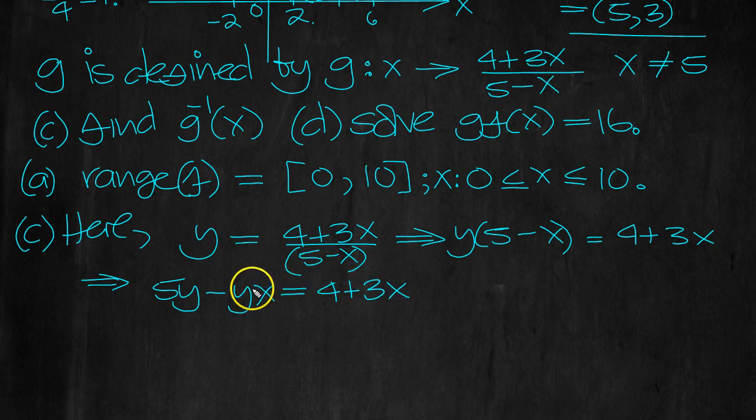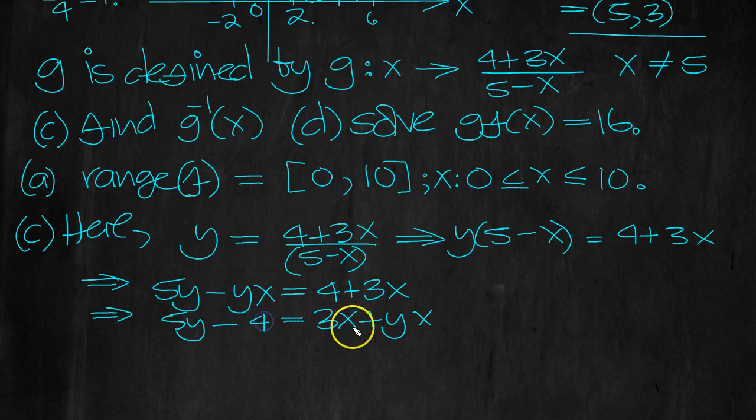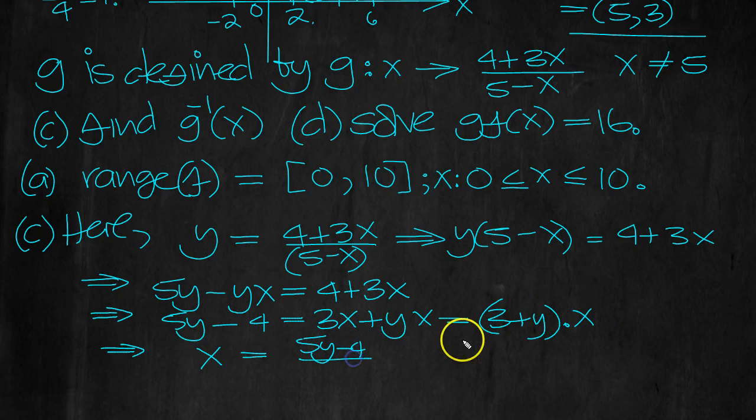Let's move the minus yx to be with the 3. So 3x plus yx will equal 5y minus the 4 then. Move the 4 over. Take the x outside the bracket, so I'll just do that here. 3 plus y, lots of x. And now we can move this from times down to divide. So that tells us that x, which is here, is equal to this, divided by this.